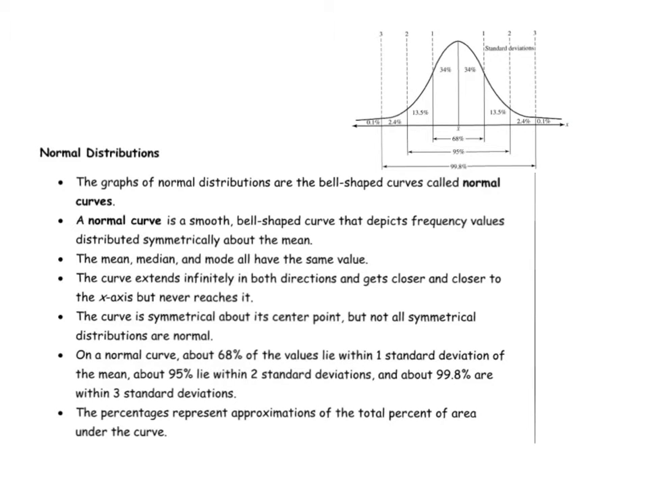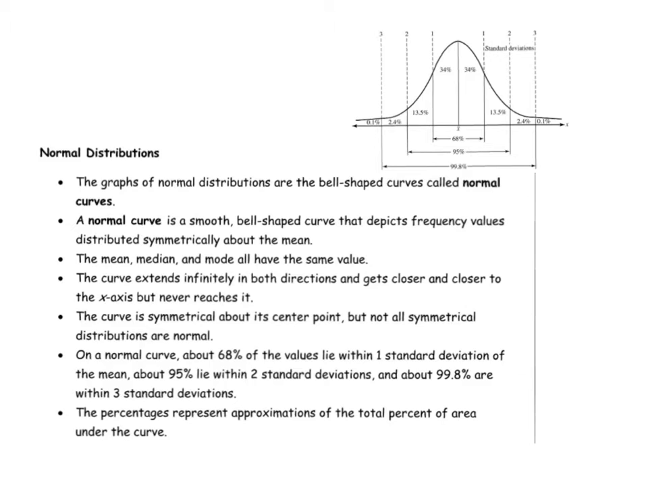The graphs of a normal distribution are a bell-shaped curve called normal curves. As you can see, it kind of looks like a bell. A normal curve is a smooth bell-shaped curve that depicts frequency values distributed symmetrically about the mean. So our mean is right here, and as you can see, if I folded about the mean, it would be symmetric on either side.